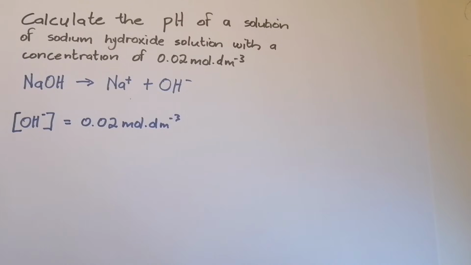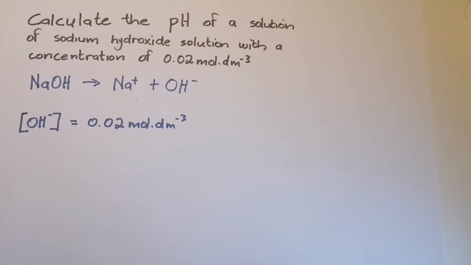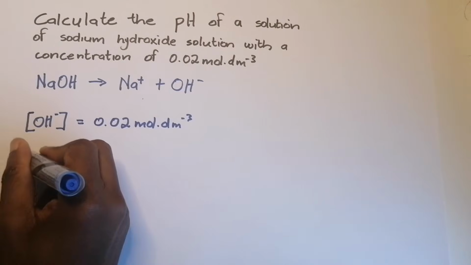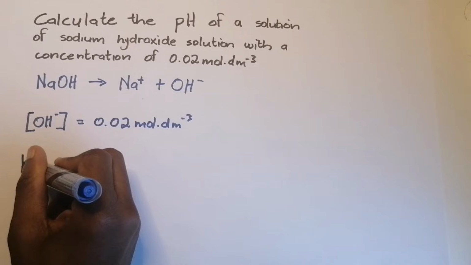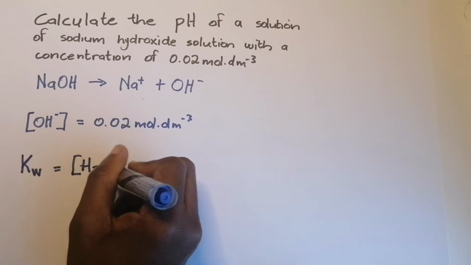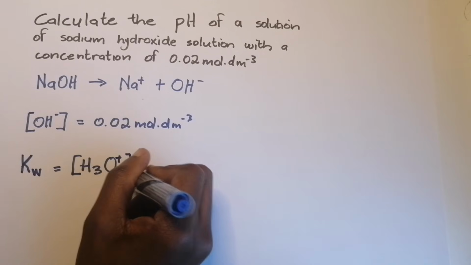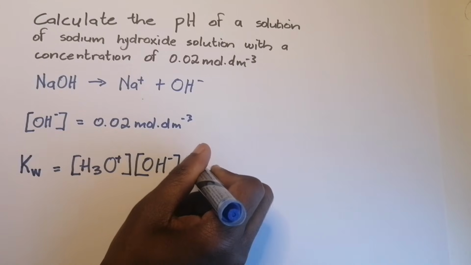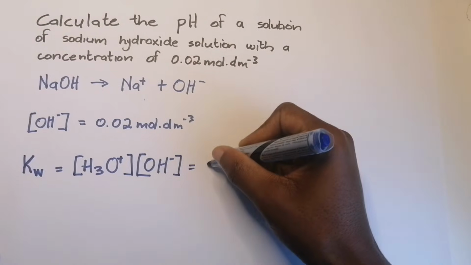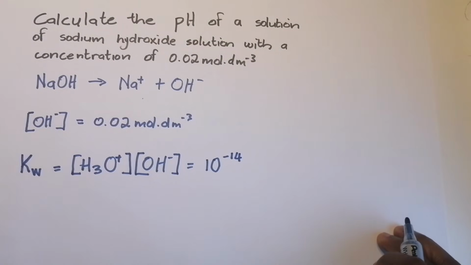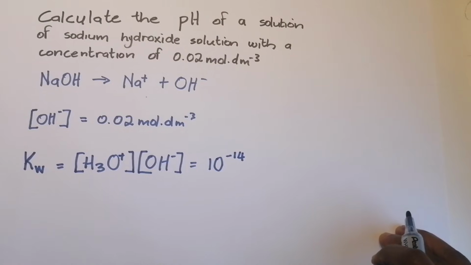Now what do we do in this case? Then we remember the auto-ionization constant of water, right? So we remember that at 25 degrees, our ionization constant of water is equal to the concentration of my hydronium ions multiplied by the concentration of my hydroxide ions, and this is equal to 10 to the minus 14. Please keep that in mind. So I'm going to use this constant.